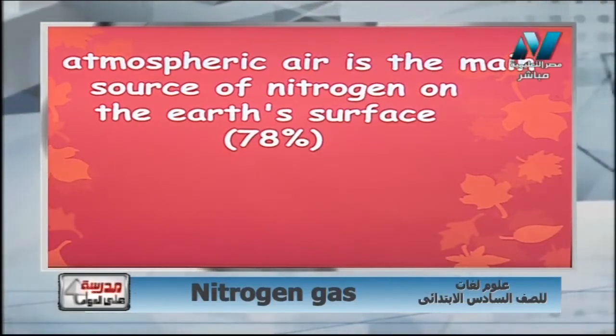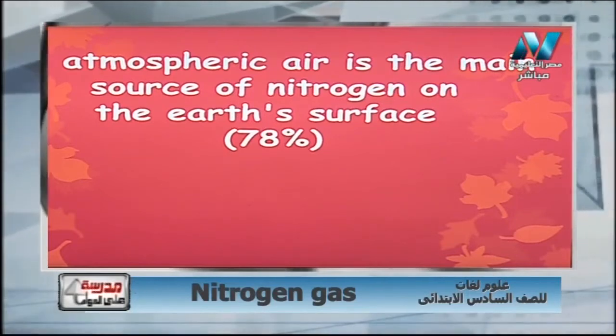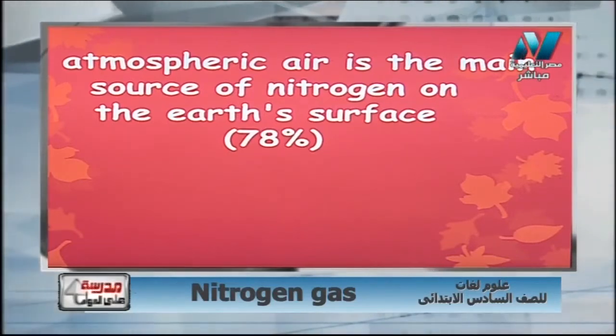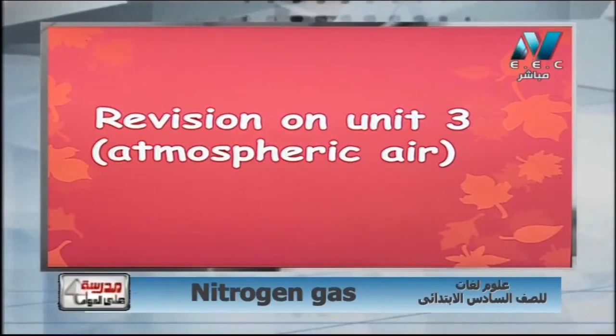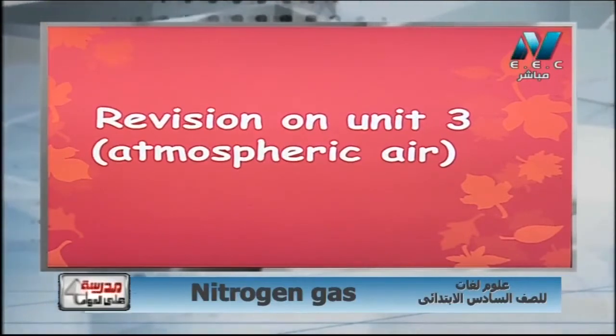Atmospheric air is the main source of nitrogen on the earth's surface with 78%. So now we will have a revision on unit 3. Imagine that we have finished nitrogen gas. It was a very small lesson because a large part of it was cancelled this year, removed because we don't have much time. So now we will consume the rest of the episode.